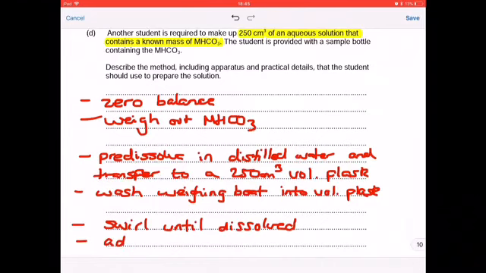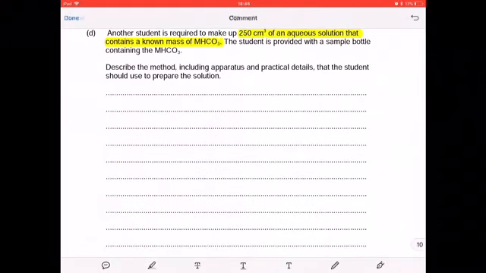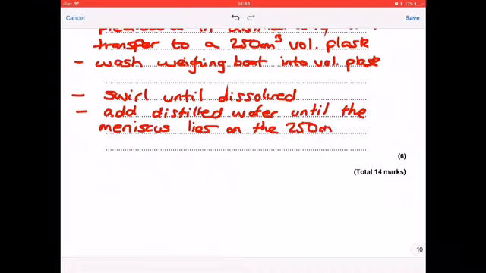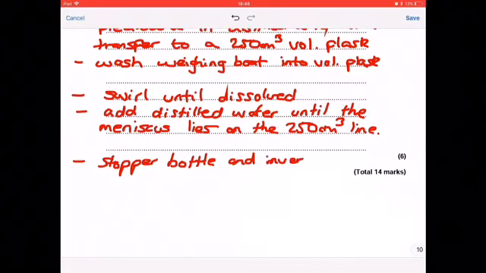and then add distilled water until the meniscus lies on the 250 centimeter cubed line. That makes sure you've got the right volume in there. Finally, you're going to stopper the bottle and invert to ensure it's fully mixed.